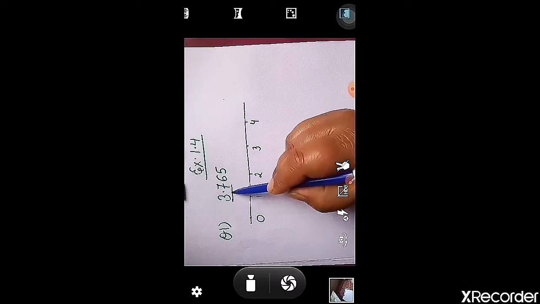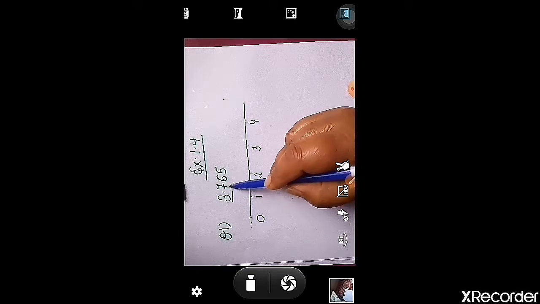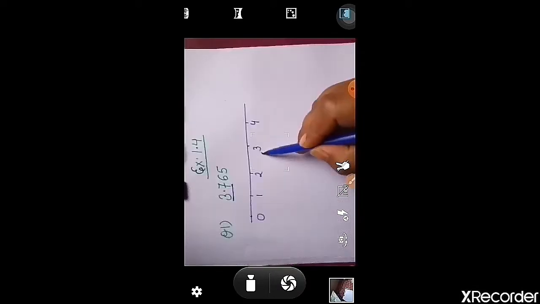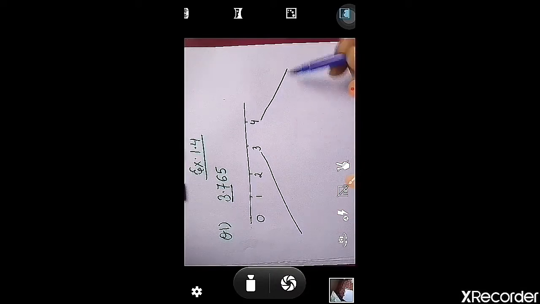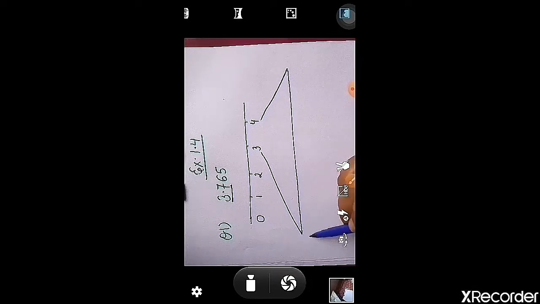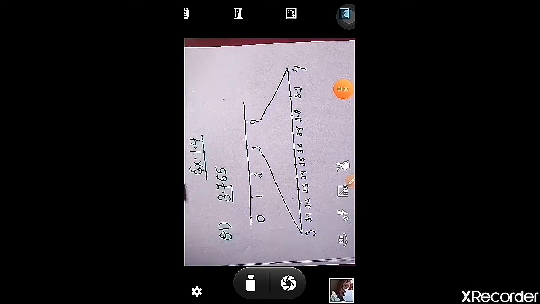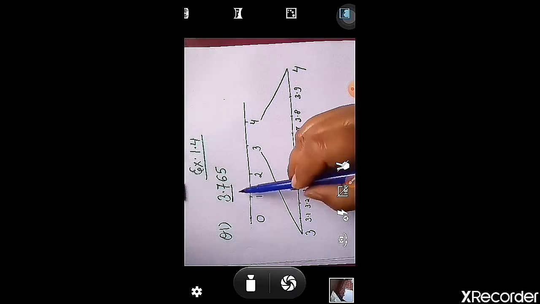Just have a look at 3.7 first. We require 3.7, and we know that 3.7 lies between 3 and 4. So we will split it like this. We write 3 and 4, and we divide this line into 10 parts, like 3.1, 3.2 and so on. As you can see, I have now divided this line into 10 parts, like 3.1, 3.2, and so on till 3.9.